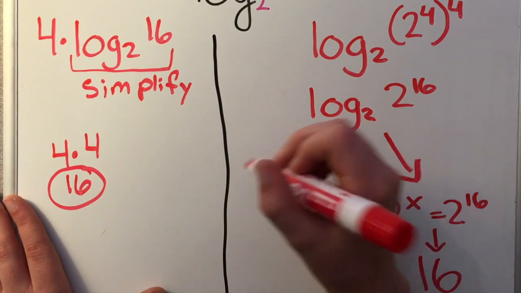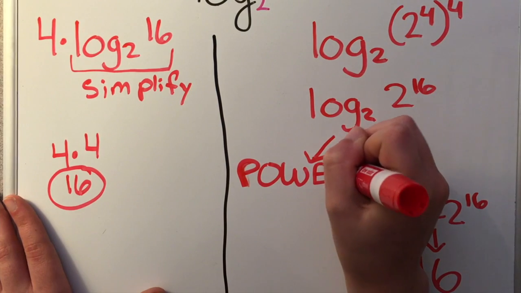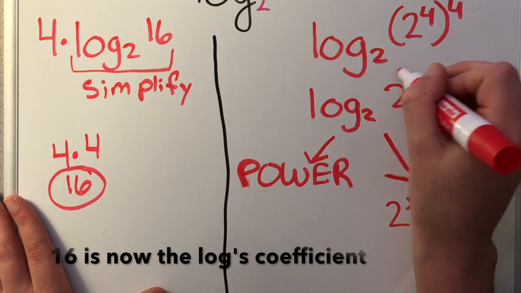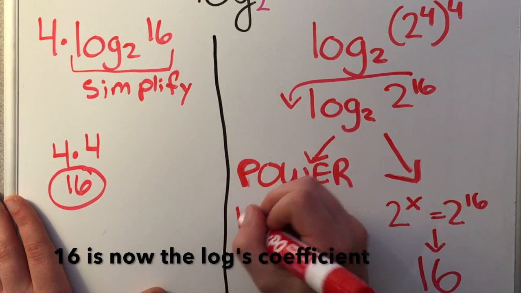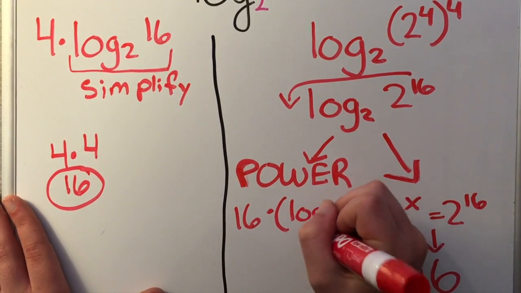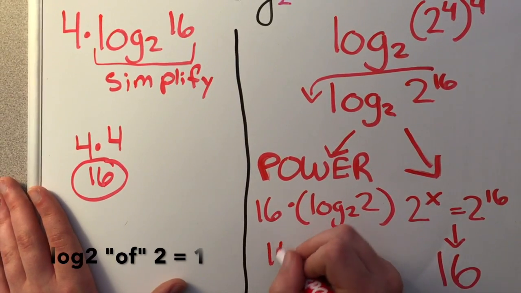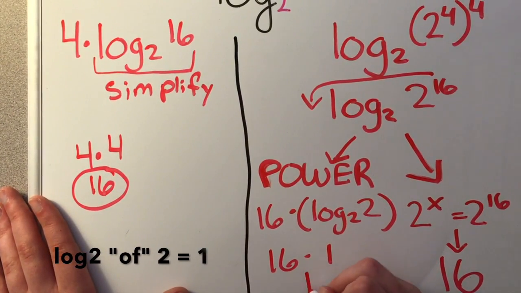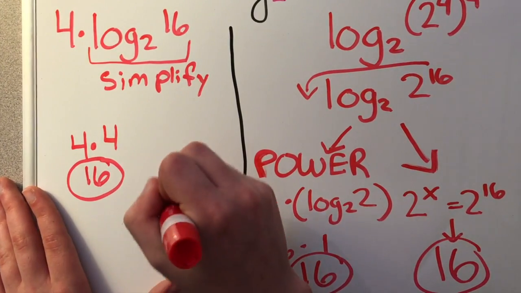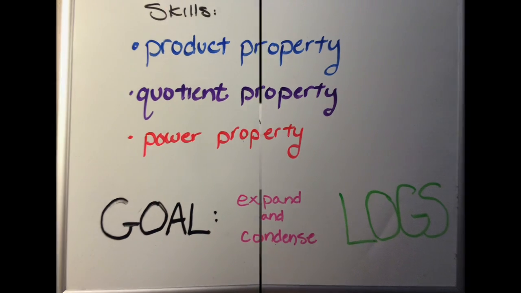And now again, we can use the power property once more to bring 16 to the front of the logarithm, where we will be multiplying 16 times the logarithm that we get. And since the logarithm is log base 2, argument 2, that means that the value is 1. That also gives us 16. We've gotten the same answer using 3 different ways. Yay! Now we can use these properties to expand and condense logs.